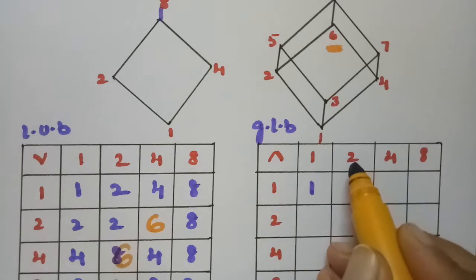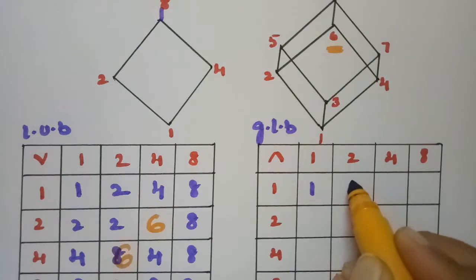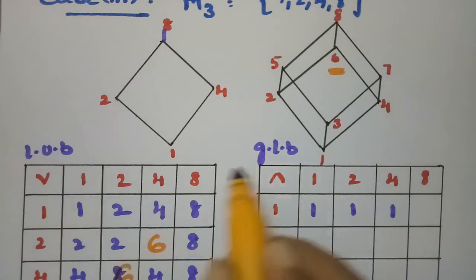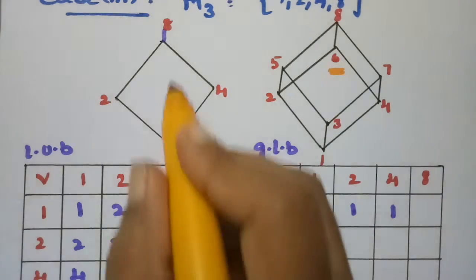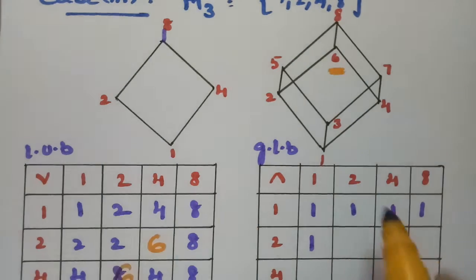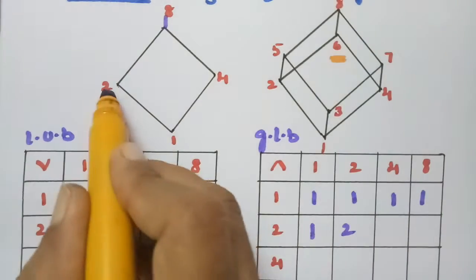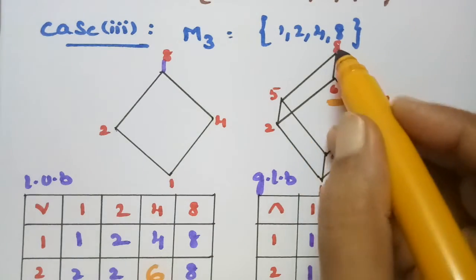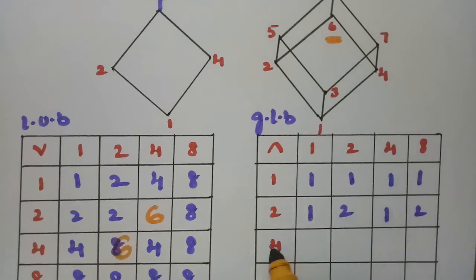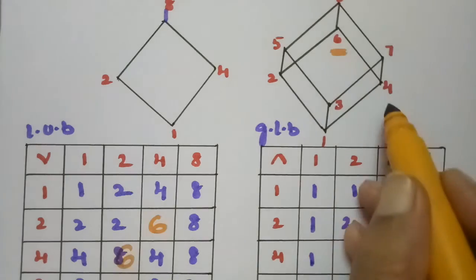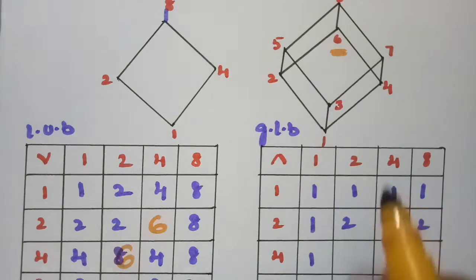Least upper bound. So for 1 and 2, 1 is the least. And next 1 and 4, 1 is the least upper bound. Sorry, greatest lower bound. For 1 and 8, 1 is the lower bound. For 2 and 1, again 1 is a lower bound. Again for 2 and 2, 2 is a lower bound. For 2 and 4, what is the lower bound here? 1. For 2 and 8, what is the lower bound here? 2. For 4 and 1, what is the lower bound here? 1. 4 and 2, the lower bound is here 1.